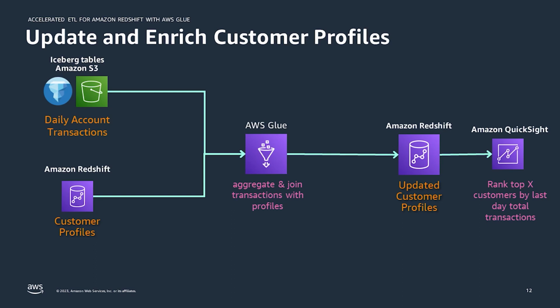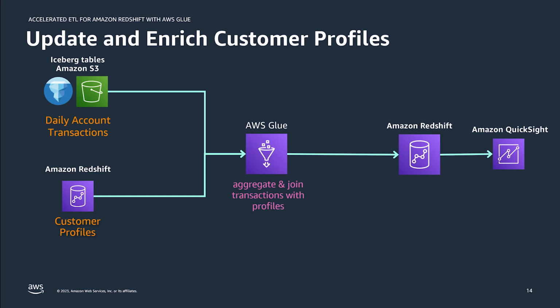For this demo, we'll have a scenario where an ETL engineer is updating customer profiles stored in Redshift based on many daily account transactions stored in Iceberg tables in S3. Ultimately, the analyst wants to use the account transaction data to update the customer profiles with their latest transactions so that it is easy to rank the top 10 customers by total transactions over the last day.